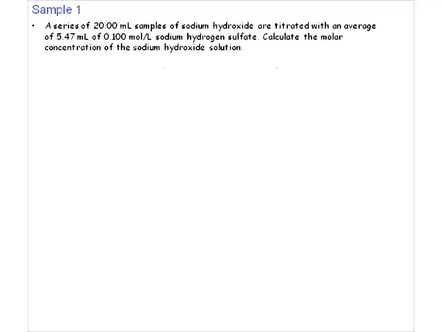So in this case, we're taking 20 ml samples, and we've already got the average. In the other examples, we had a table, and you had to figure out the average. So in this case, we have the average figured out. It's 5.47 milliliters of the 1 molar sodium hydrogen sulfate. So the very first thing we have to do here is write our balanced equation for this.